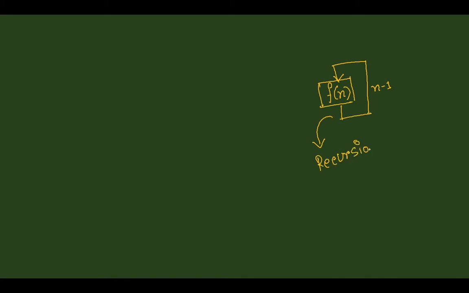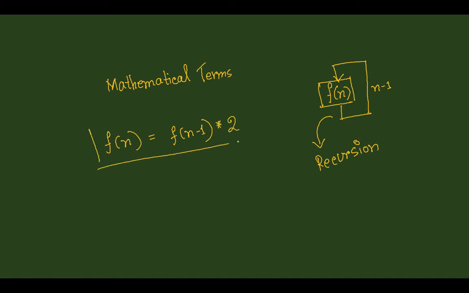Now, if we want to express this procedure with the help of mathematical expression or mathematical terms, for example, if f of n is expressed by f of n minus 1 with some variation, such as being multiplied by 2, then these types of relations are regarded as recurrences.